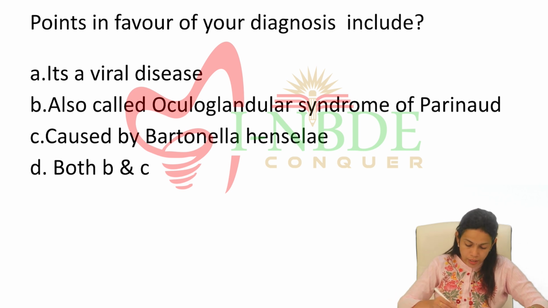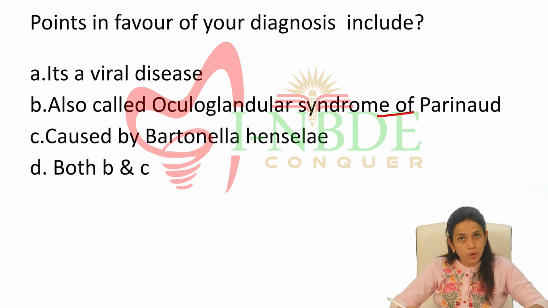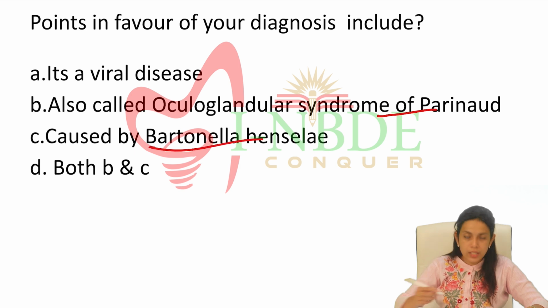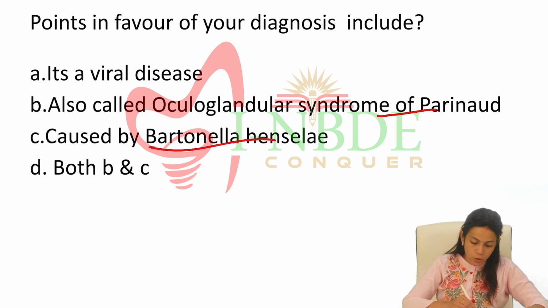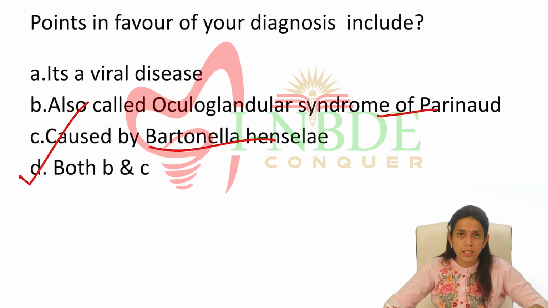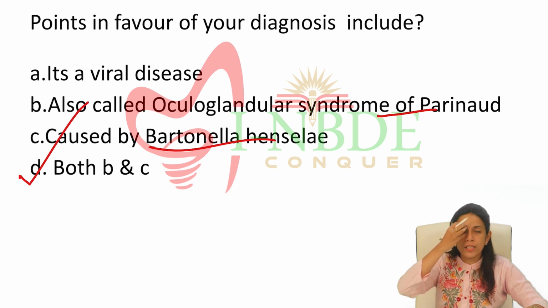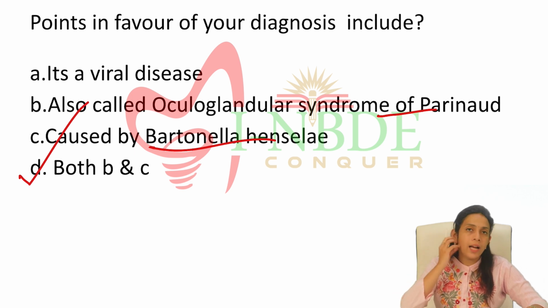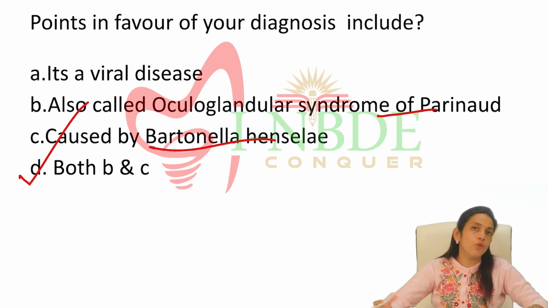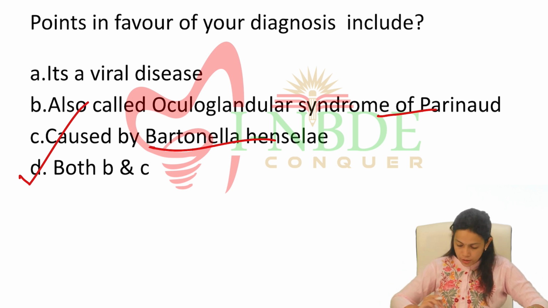That's all. It is also called oculoglandular syndrome of Parinaud, and obviously it is caused by Bartonella henselae. It's a bacterial disease caused by Bartonella henselae, with ocular and glandular involvement. So if the cat scratches here, you can see the swelling of the eyelid and the glands. So oculoglandular syndrome of Parinaud. Okay, so this is our case.